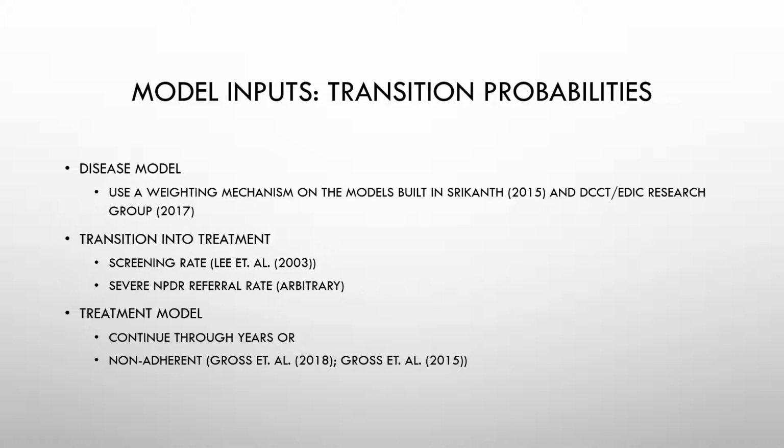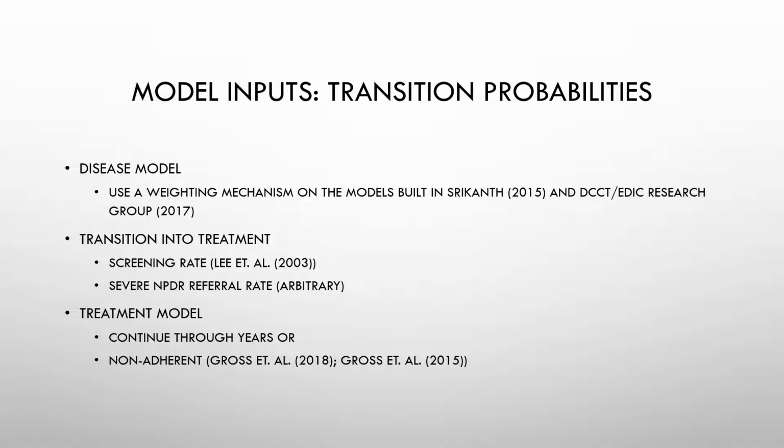And then there is the question of transitioning into treatment. So to do that, there's two rates that need to be defined. The first is the screening rate. Basically, we know that not everyone's getting screened, especially since symptoms don't necessarily appear. So based on Lee et al., the screening rate was estimated to be about 60%.